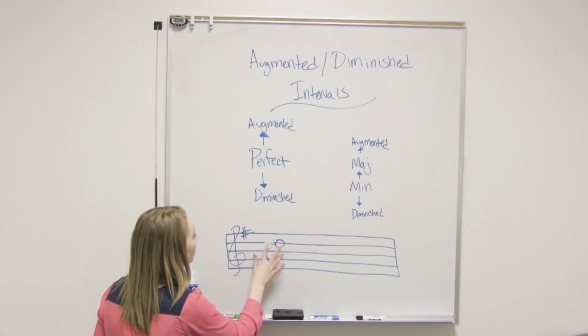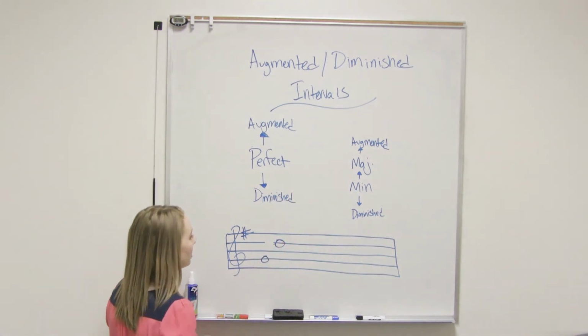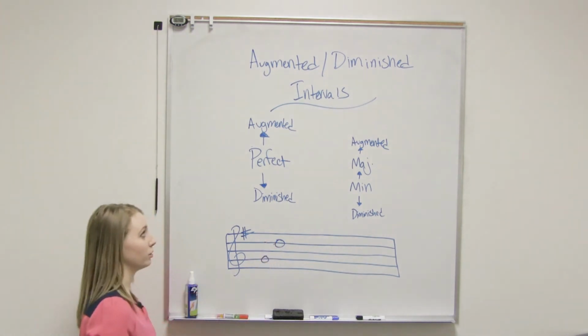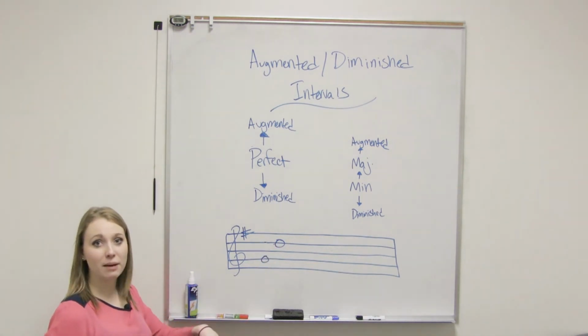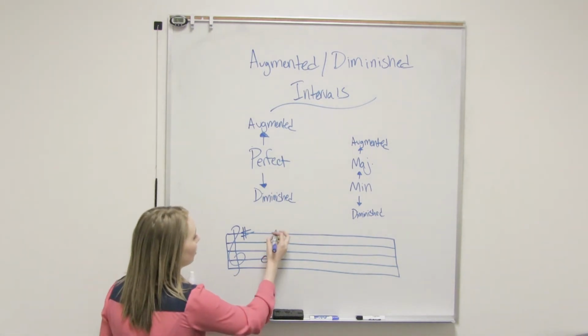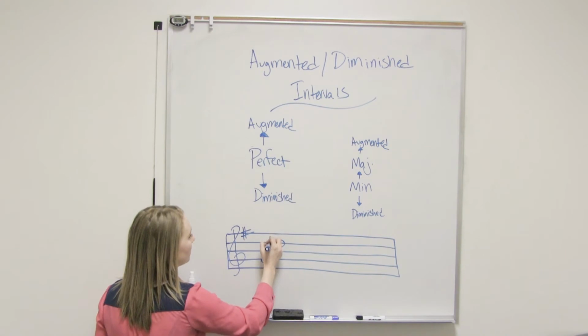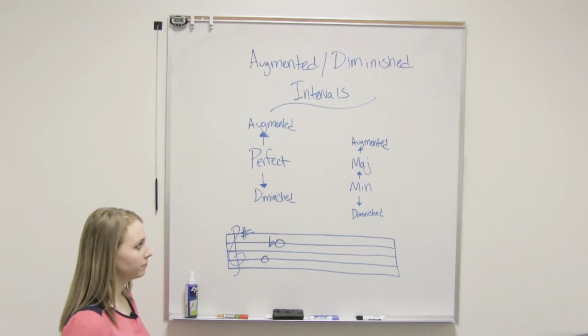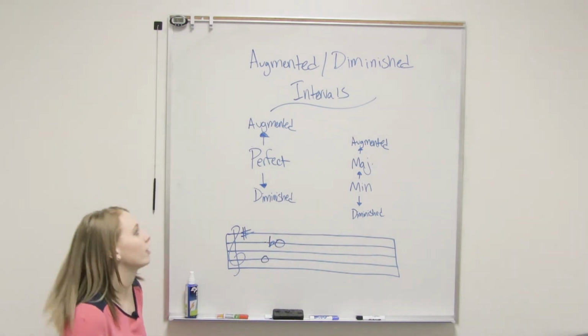Now if we want to diminish this, what we need to do is either lower the top pitch or raise the bottom pitch. So this would become D flat in that instance. Does that make sense? Okay.